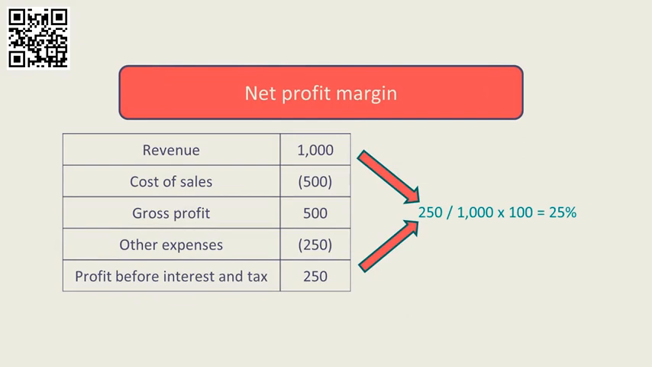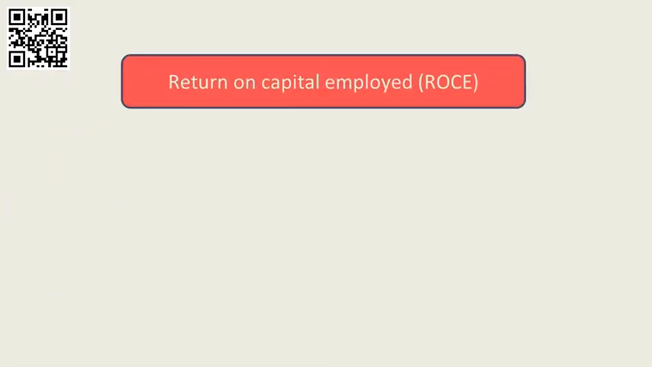Again, it is only meaningful when compared to previous periods within the same company or performance of similar sized companies within the same industry. The next ratio is called the return on capital employed. It isn't possible to accurately assess profit growth within a business without relating profit to the amount of funds that have been invested in the business to help generate those profits. The investment is termed as capital.